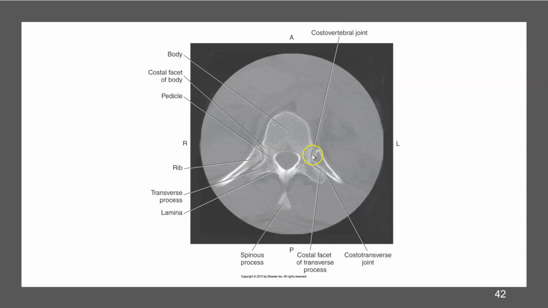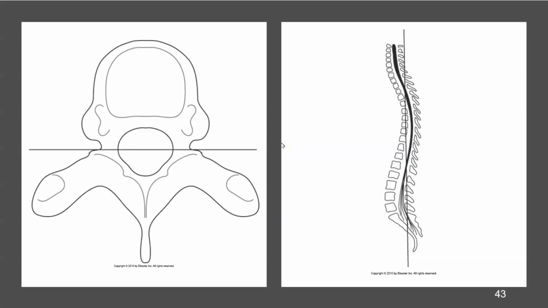So costovertebral joint right here, and we've got the costotransverse down here. So this is a rib right here, and the costofacet transverse process. And we've got the spinous process, your lamina, transverse process. Here's a rib, and right here is your pedicle and costofacet of the body, and here's the body right there.